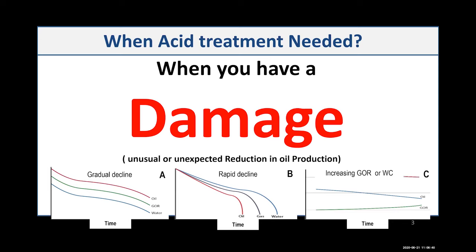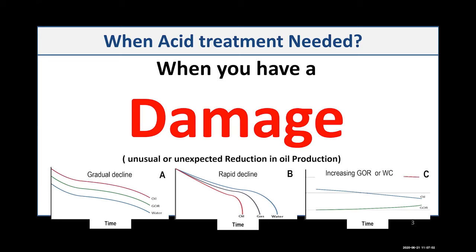Another one is when you start to notice an unexpected increase in the gas oil ratio. Increasing gas oil ratio is one of the things that you like to watch, because when you have an increasing gas oil ratio, this means you have additional pressure drop that you are not expecting, and this additional pressure drop is increasing the gas oil ratio.